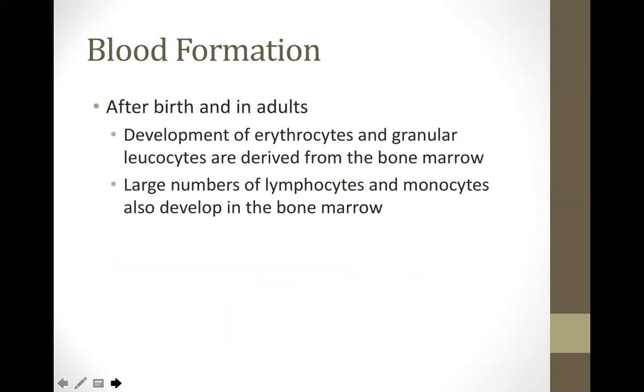After birth and in adults, the development of red blood cells and granular leukocytes, or the WBCs, are derived mostly from the bone marrow itself. A large number of lymphocytes and monocytes are also developed in the bone marrow after birth and in adult life.